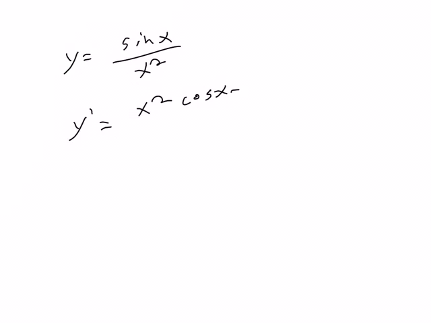Okay, next problem. y is equal to sine of x over x squared. y prime is equal to x squared cosine x minus sine x times 2x, over x to the 4th power.